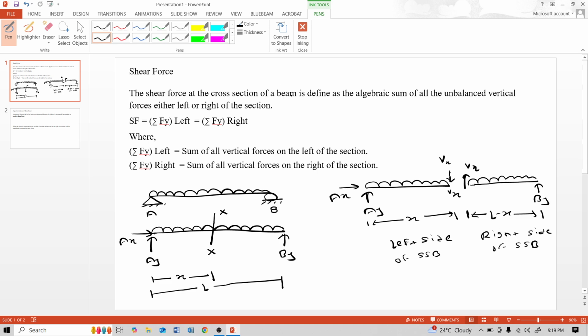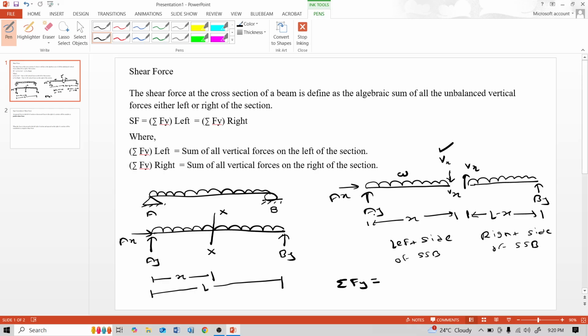The shear force at the cross section of a beam is defined as the algebraic sum of all the unbalanced vertical forces either left or right of the section. So what is the meaning of this definition? The shear force at the cross section of a beam is the summation of vertical forces, where the uniformly distributed load is W, to the left side of the simply supported beam.